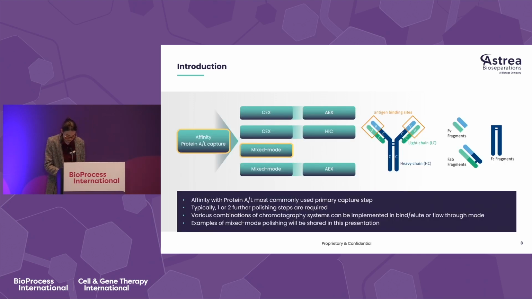So typically, a primary capture is either protein A for products that have an Fc region, or protein L for products that don't. And following that, there might be 1 to 3 purification polishing steps, depending on how challenging that product is to purify and what the purity needs are for the final application for that product as well. These polishing steps might be a combination of ion exchange, HIC, or mixed mode chromatography in any combination. I put a few examples on the slide. And they can also be in bind and elute mode or in flow through mode.